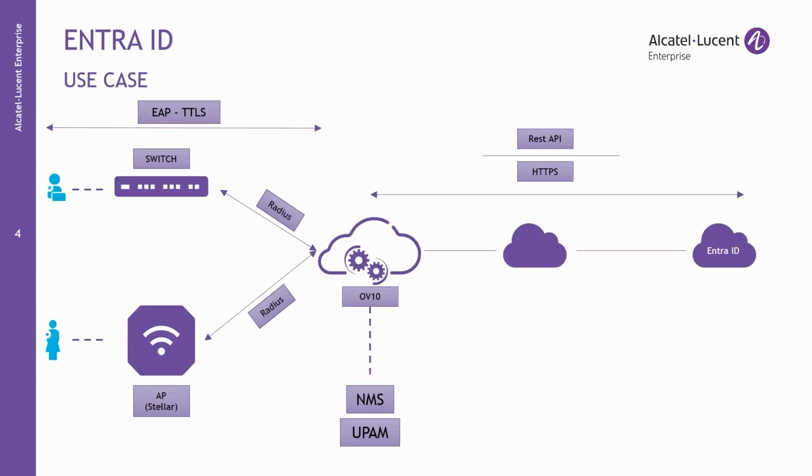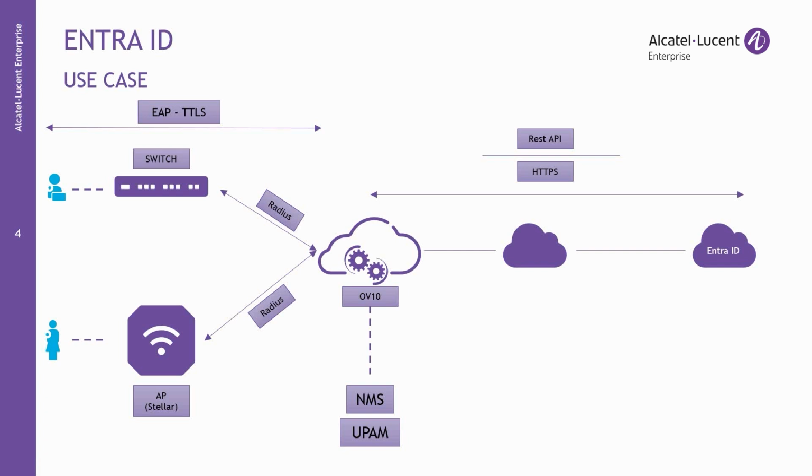Let's walk through how user authentication works in this setup. The process begins when a user connects either to OmniSwitch for wired access or to a Stellar access point for wireless connectivity. The user then initiates authentication using EAP-TTLS, which securely tunnels the credentials to the switch or access point. Next, the OmniSwitch or access point forwards the authentication request to UPAM, OmniVista's built-in RADIUS server, using the RADIUS protocol.